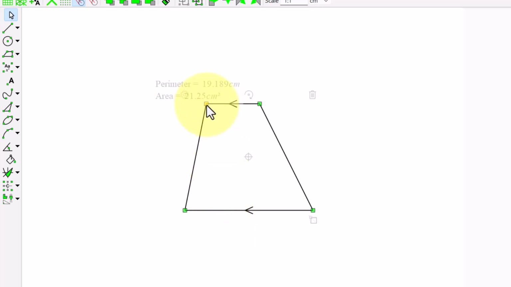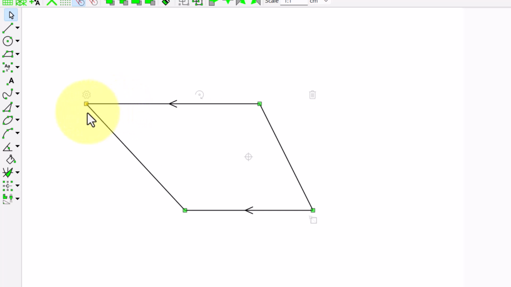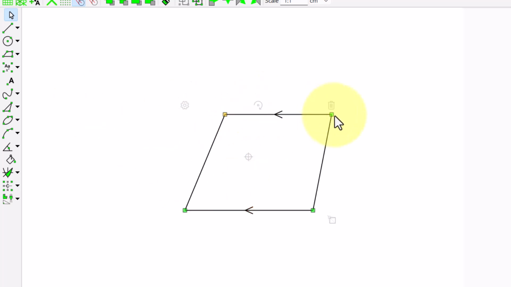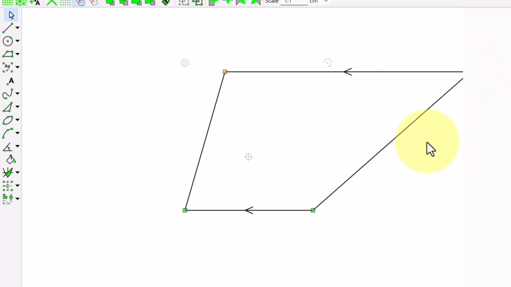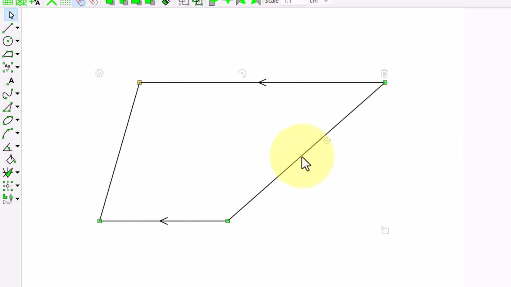So if I move one of these points, you see this is also a trapezium. You see this is a trapezium. As long as the opposite sides are not all parallel and equal, it's a trapezium. So this is a trapezium as well. I can move this place like this. This is a trapezium.